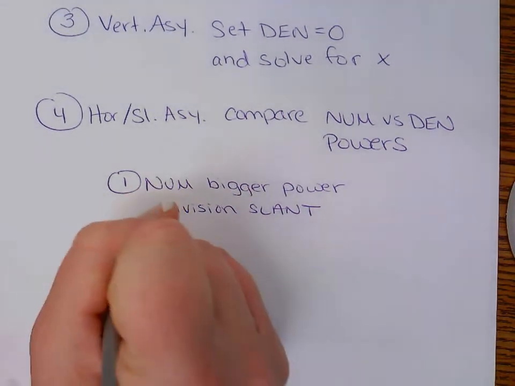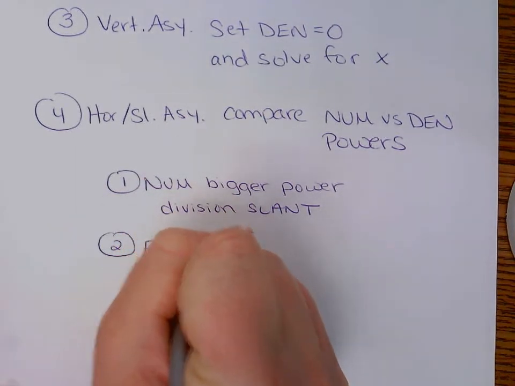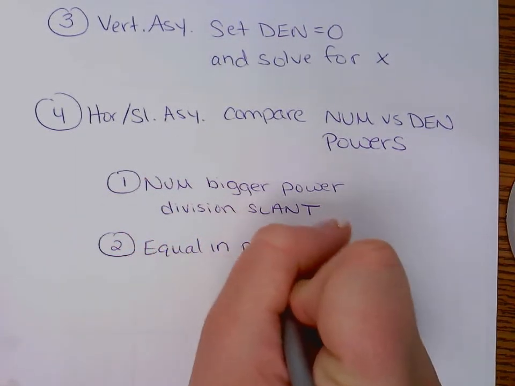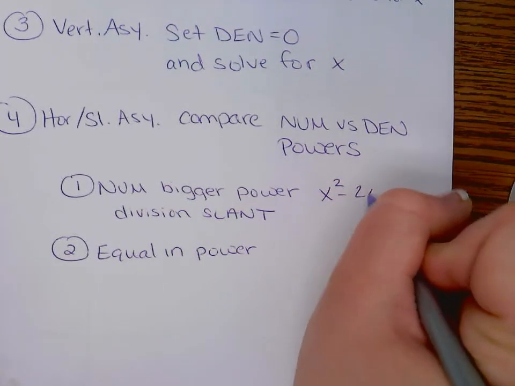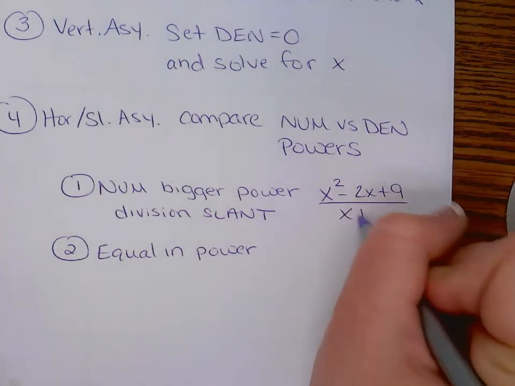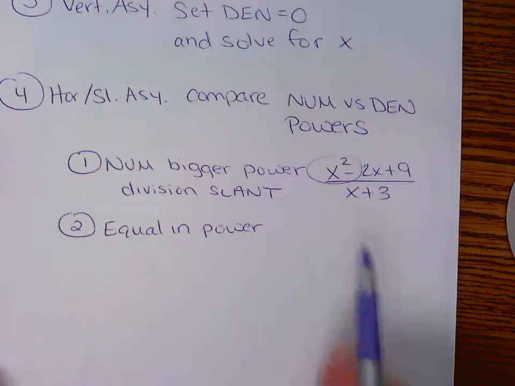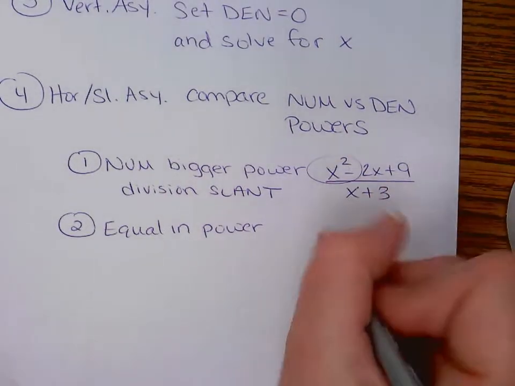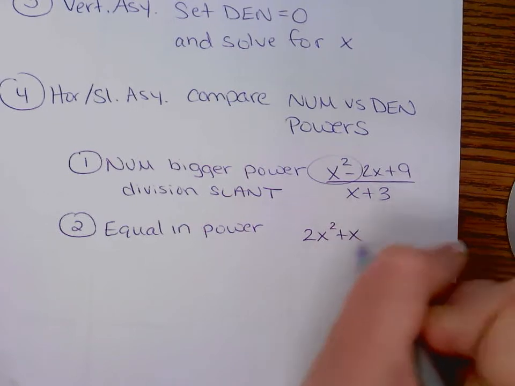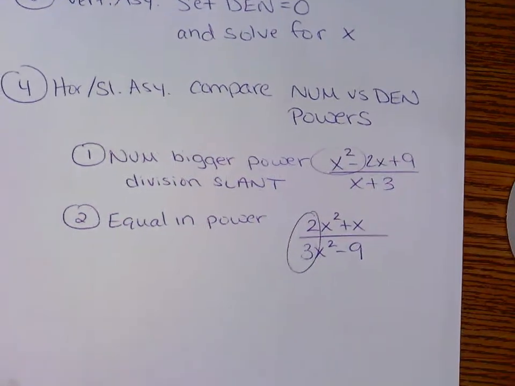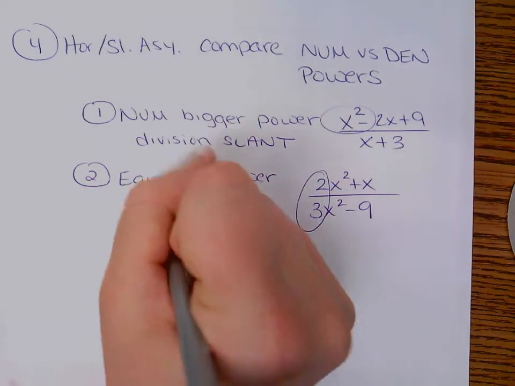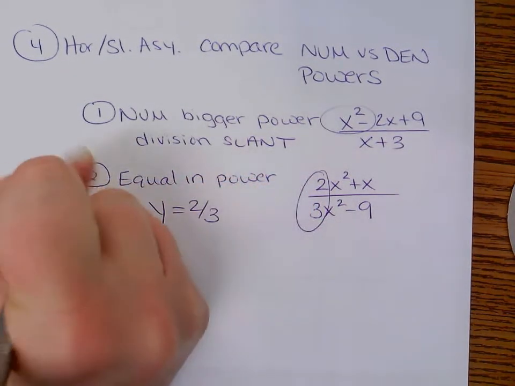Number 2, they could be equal in power. So let's put an example. If this was x squared minus 2x plus 9 over x plus 3, the numerator is just 1 power bigger, we would do division. But if they were equal in power, 2x squared plus x over 3x squared minus 9, you strip the coefficients of x. So y would equal 2/3, so it's a horizontal asymptote.